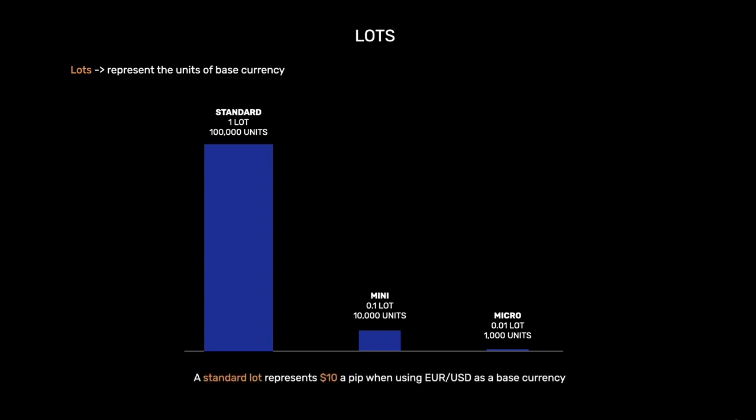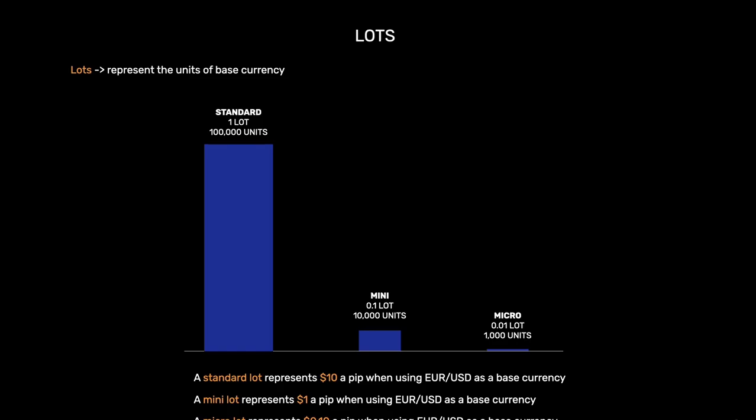Now, a standard lot represents $10 a pip when using euro dollar as your base currency. So if you entered a euro dollar position with a one lot position size, what this means is that for every pip that it moves in your favor, you will make $10. But then for every pip that it moves against you, you will lose $10. A mini lot represents $1 a pip when using euro dollar as your currency, and then a micro lot would just represent 10 cents a pip.